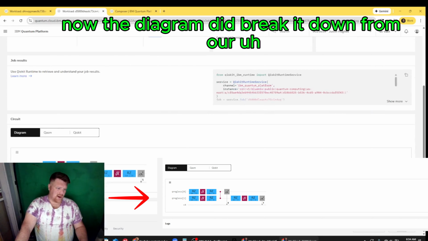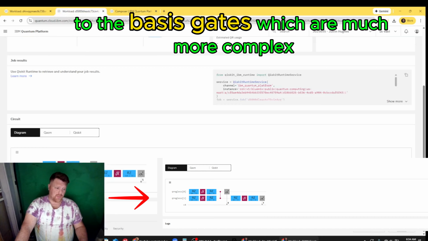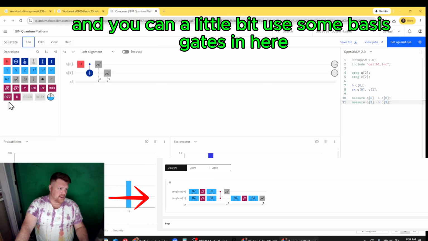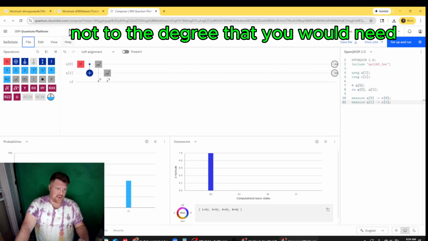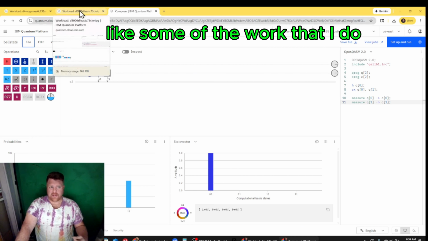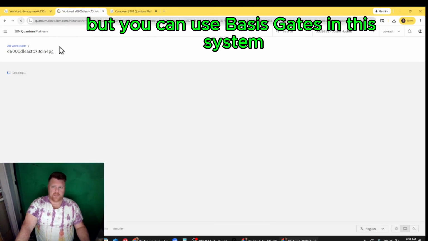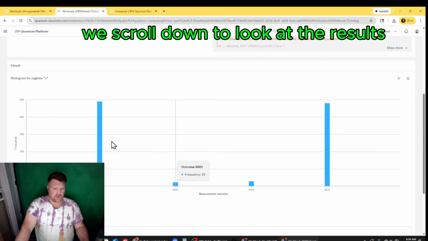Now, the diagram did break it down from our little circuit here that we built visually to the basis gates, which are much more complex, but also much more specific. And you can a little bit use some basis gates in here. Not to the degree that you would need if you were doing something very complex, like some of the work that I do, but you can use basis gates in this system. And we now see the job is done. We scroll down to look at the results.